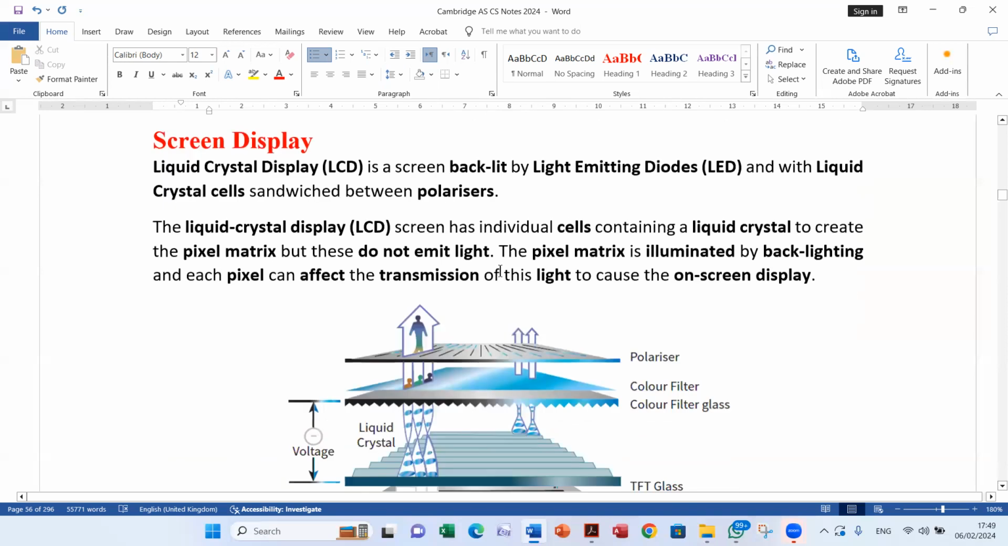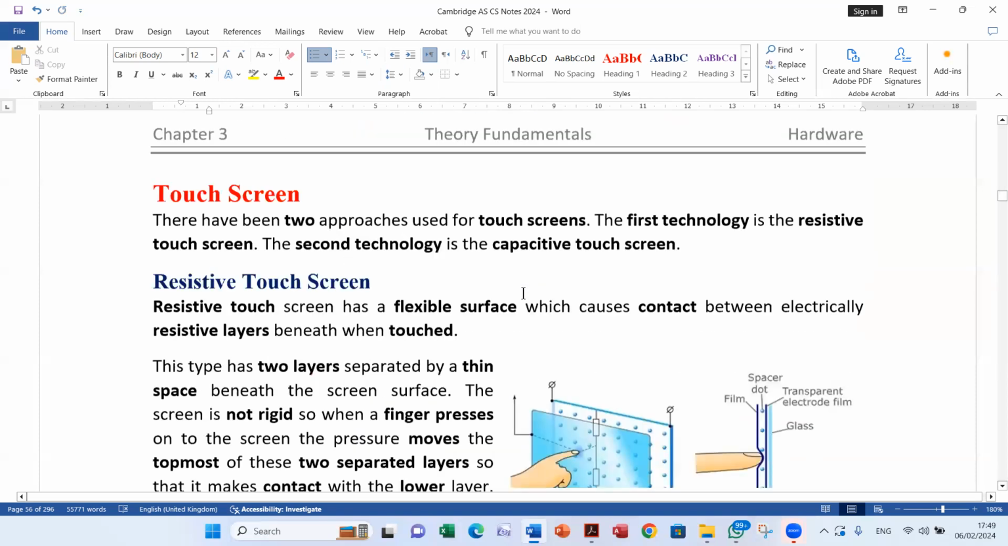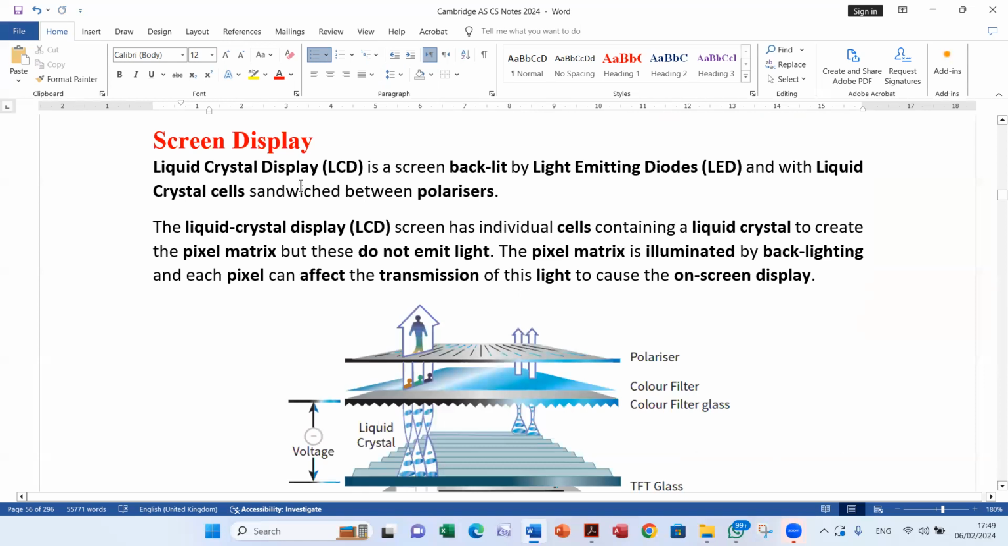Okay, next, another hardware device. So we are studying plenty of hardware devices here. We have the screen display. We have the LCD display, liquid crystal display.